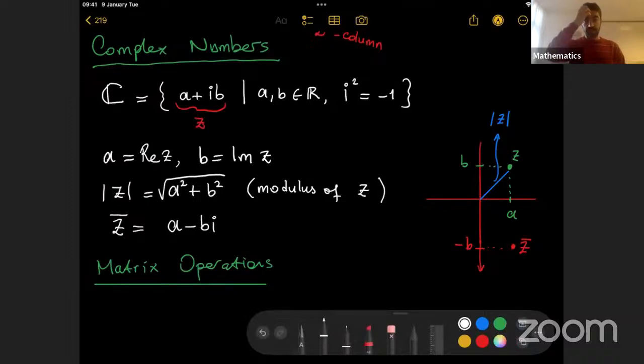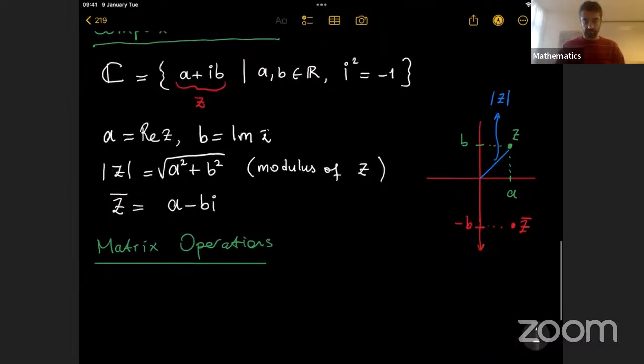Right, so Kubra asked, this modulus is the distance from the origin. Yes, the distance of Z from the origin, right.